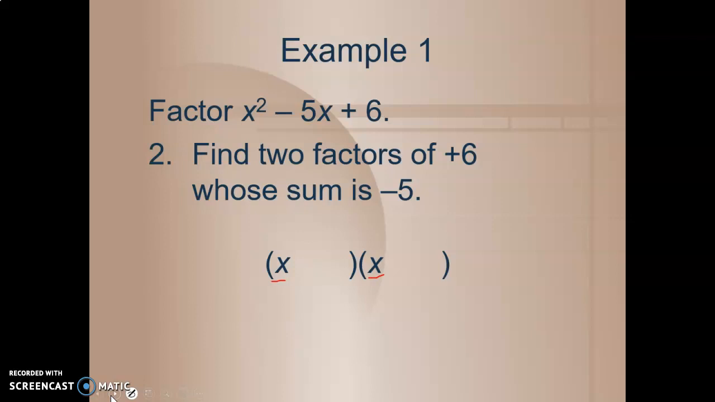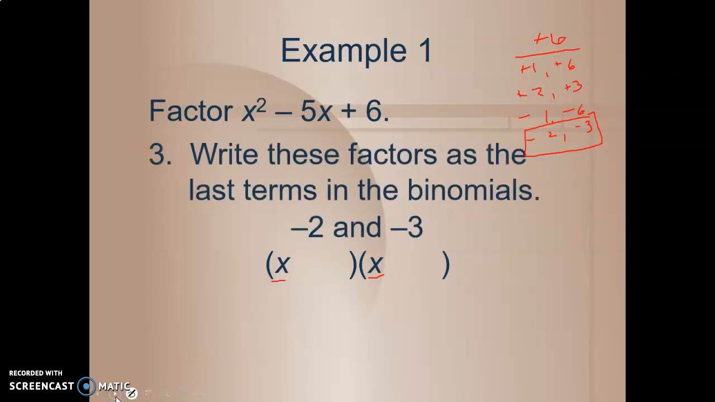Then we want to find two factors of positive 6 whose sum is negative 5. Well, when we think about the factors of positive 6, we have positive 1 times positive 6, positive 2 times positive 3, or negative 1 and negative 6, negative 2 and negative 3. Those are all the factors. If we were to multiply each of those, they would equal a positive 6. Now, only one of those has a sum of negative 5. And that is our negative 2 and our negative 3.